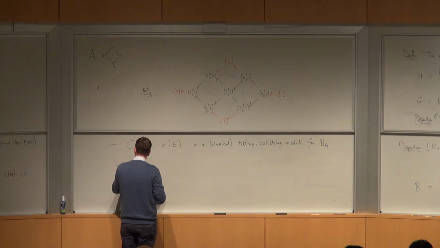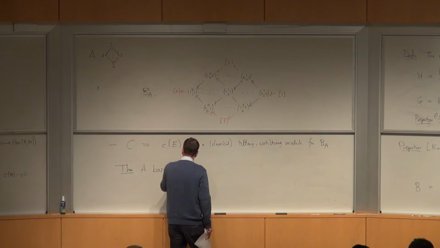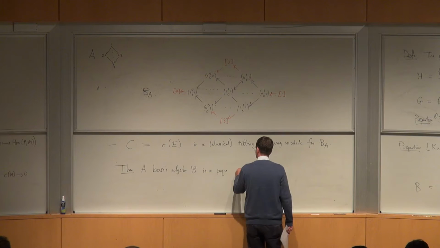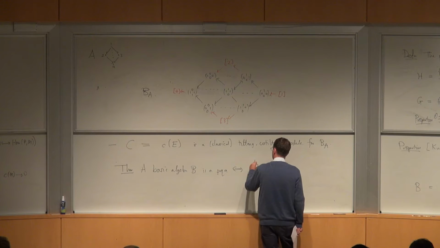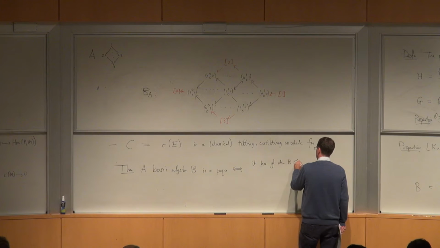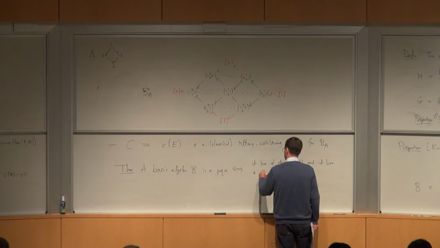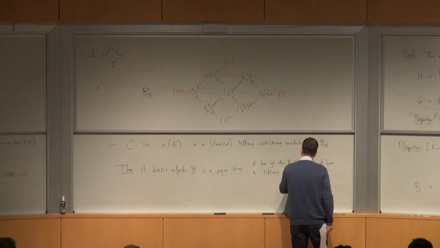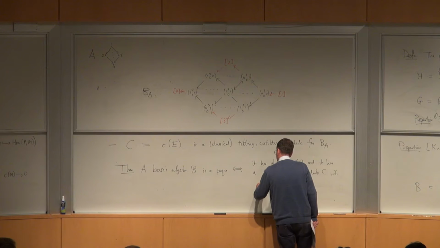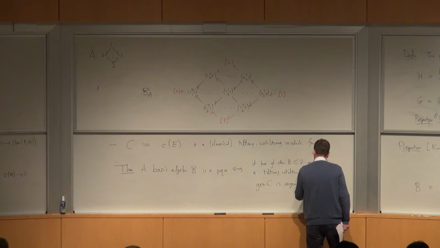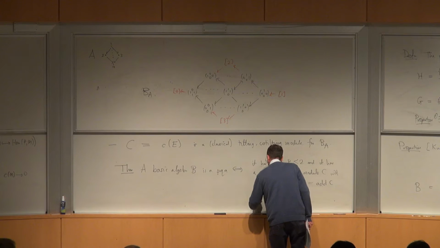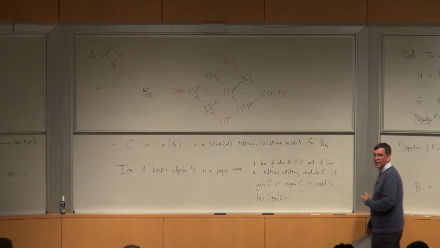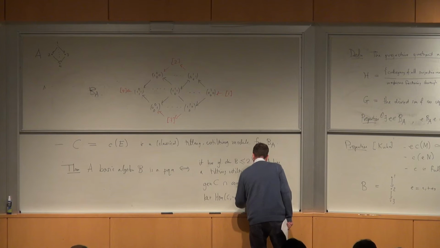A basic algebra B is a projective quotient algebra for some A if and only if it has global dimension at most 2, and it has a tilting, cotilting module C with the following properties. Firstly, that the modules generated by C, which are also cogenerated by C, are actually in add C, and that if you look at the kernel of the Hom functor from C to blank, that's all objects with no homomorphism from C, that should be the same as the objects with no homomorphism to C.